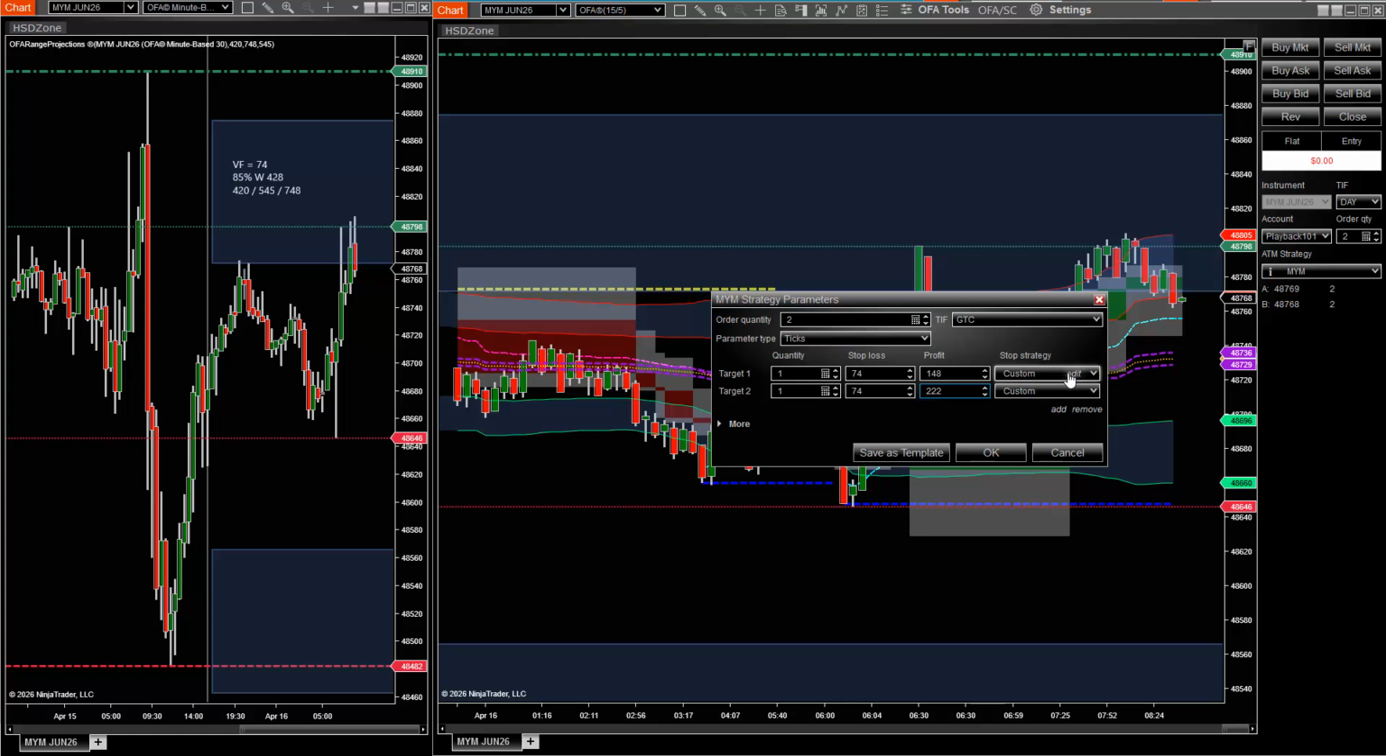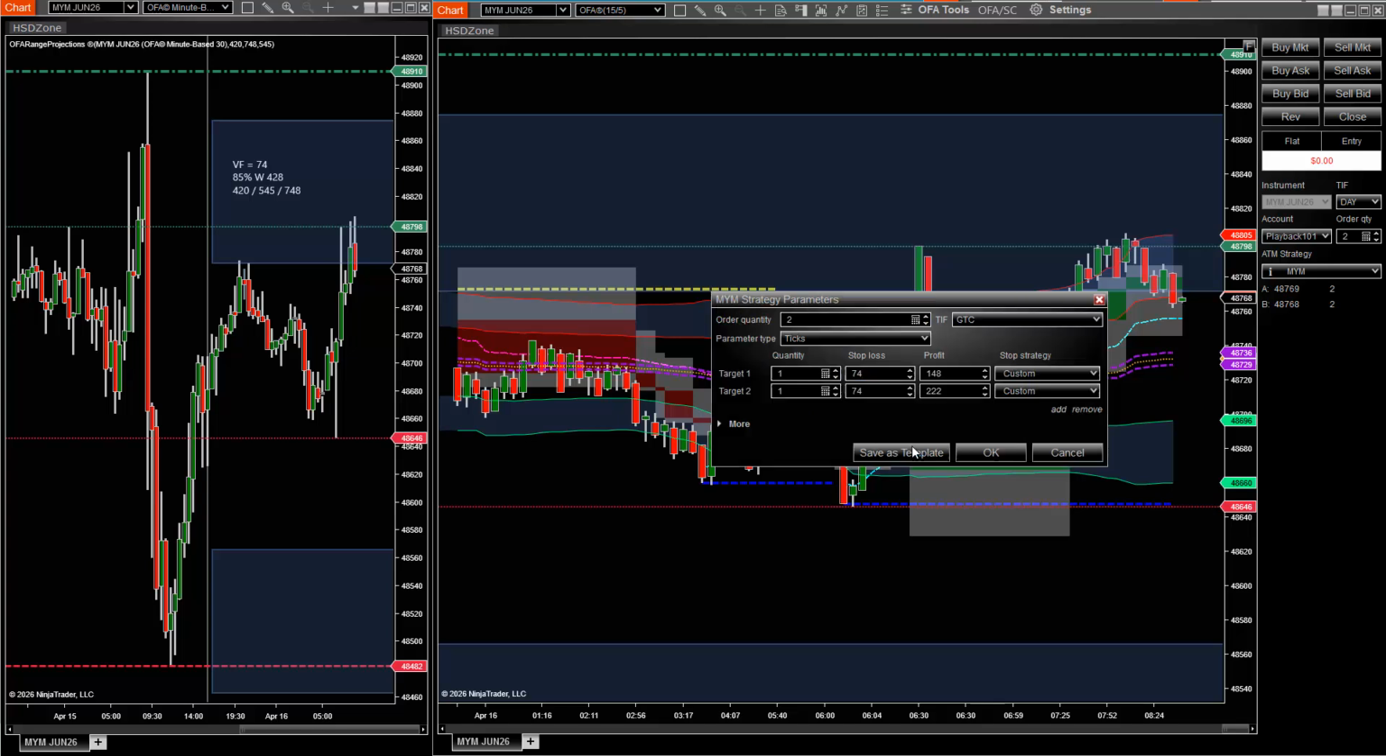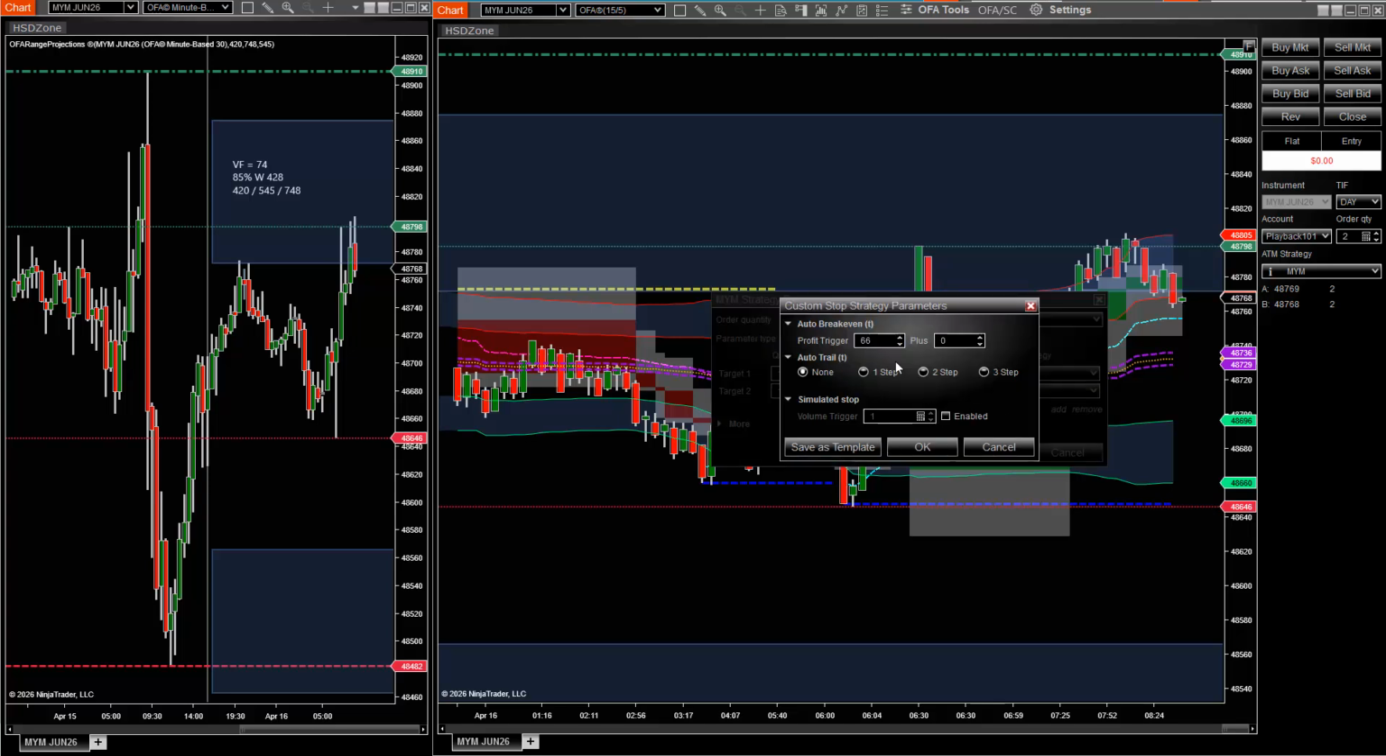So under stop strategy, I'm going to click on this, and again, this was set up for 66, so I'm going to change this to 74 on both of these, and I'll explain what that means. So 74. And so what I'm saying is that when the market moves 74 ticks away, one VF away from my entry, it's going to bring my stop to break even automatically. It's just going to help me simplify all of the management.